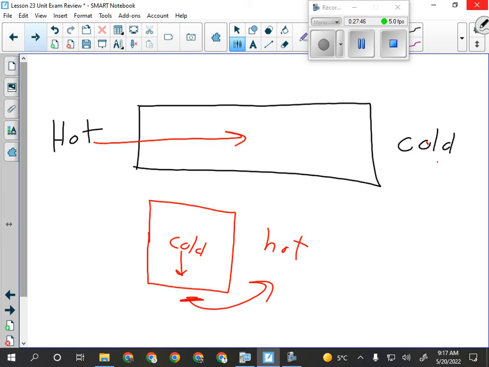Okay. Laws of thermodynamics. Hot to cold. That's the natural flow of things. That's the second law of thermodynamics. If I have a cold area and heat is being pumped out of it to the hot area, that's being done by a heat pump, like a refrigerator or an air conditioner. That uses energy to go against the second law of thermodynamics.